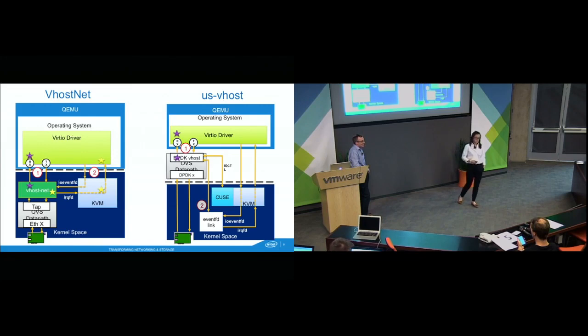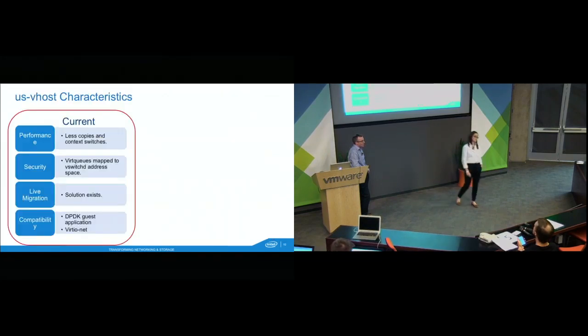So this leads us to the current characteristics for Userspace VHOST. In terms of performance, as we can see on the slide, there are fewer copies and context switches. It's important to note that there is that one copy between the vHost interface and the guest. However, we are communicating directly with QEMU, which gives you a bit of a performance boost.